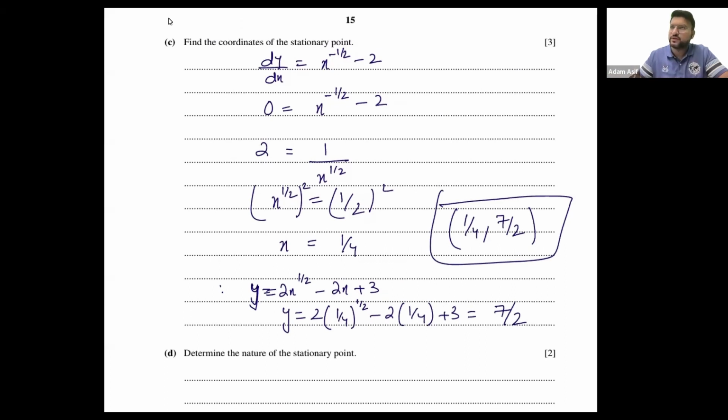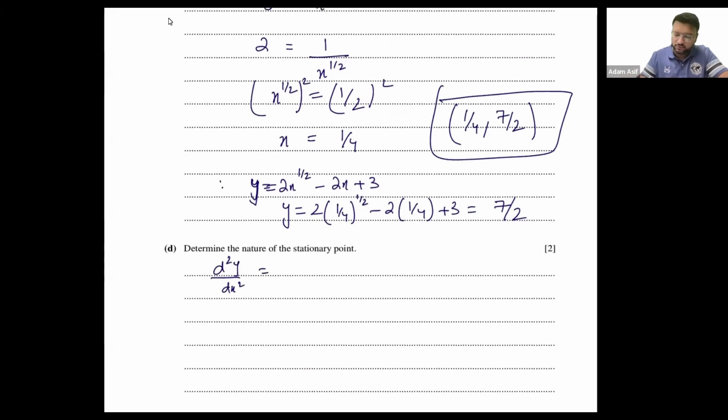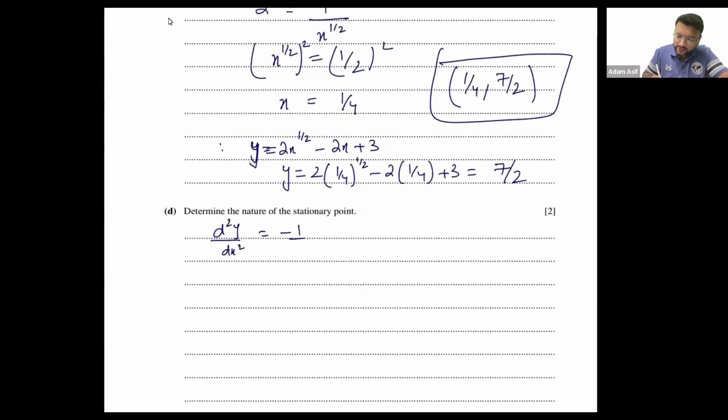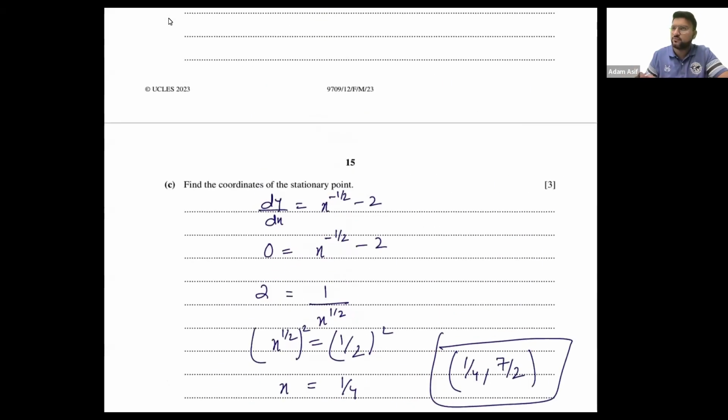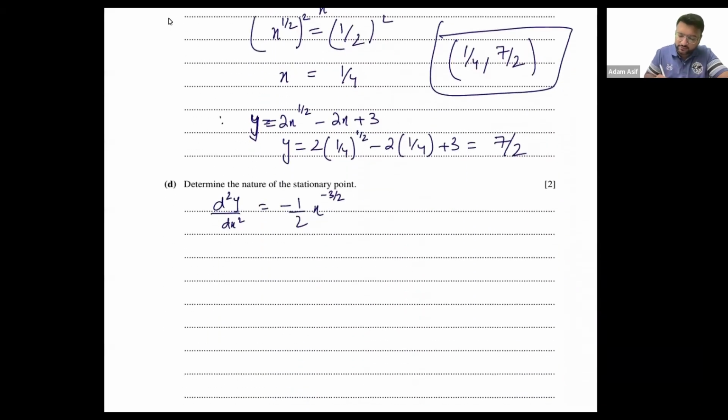The next part is to determine the nature of the stationary point. Nature of the stationary point के लिए हम क्या करते हैं? We find the second derivative. We go for the second derivative, which means you differentiate dy by dx function again. So dy by dx is x to the power of minus half. Differentiation इसकी हो जाएगी minus half x to the power of minus 3/2. And the differentiation of -2 would be 0. Okay, now that's the second derivative expression.